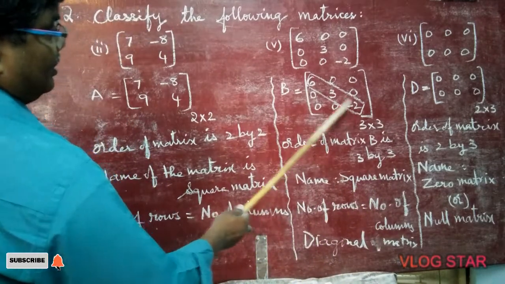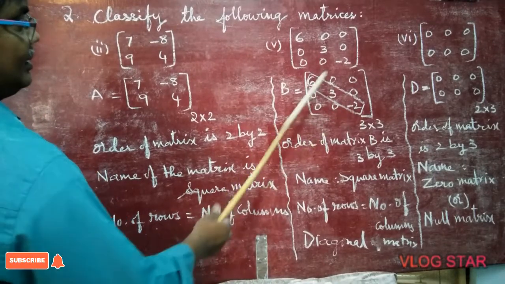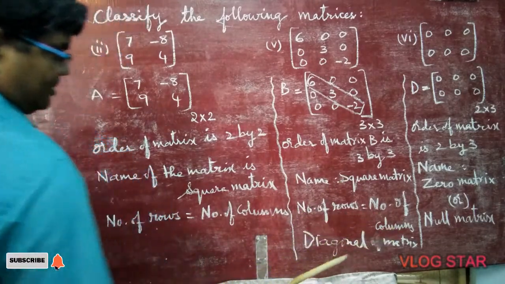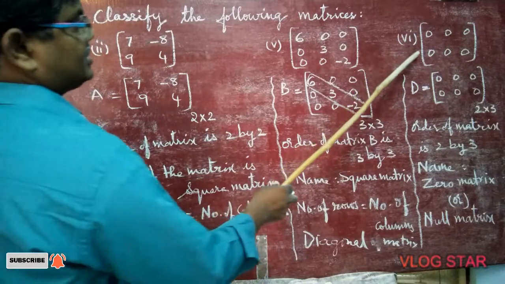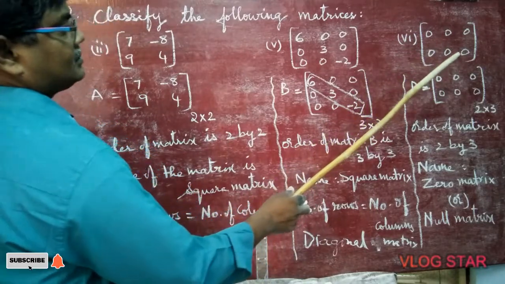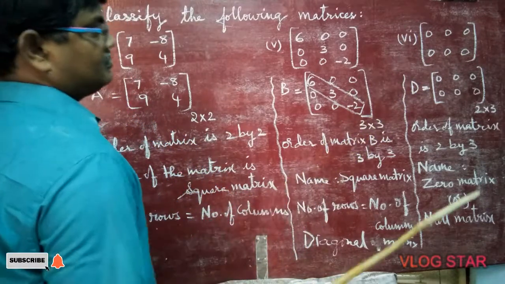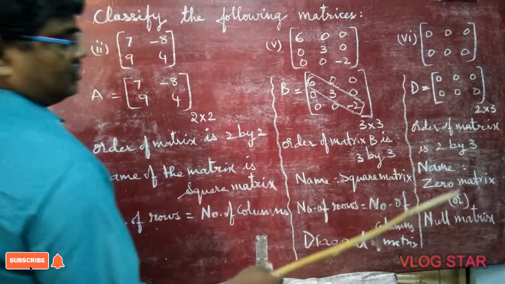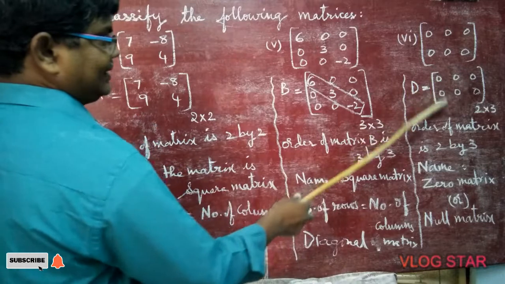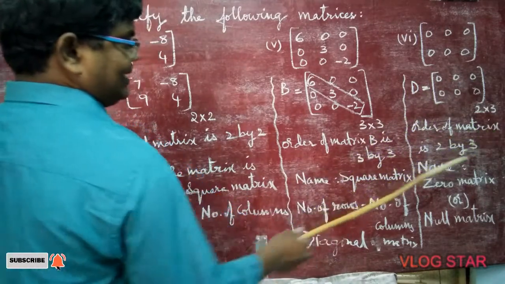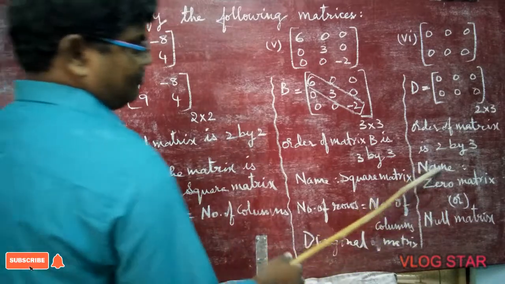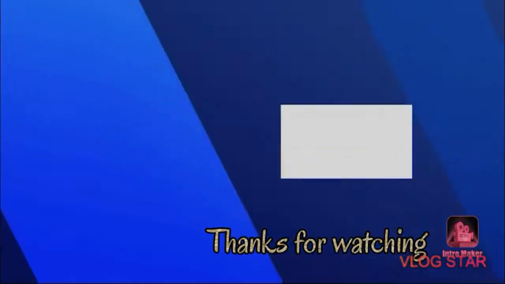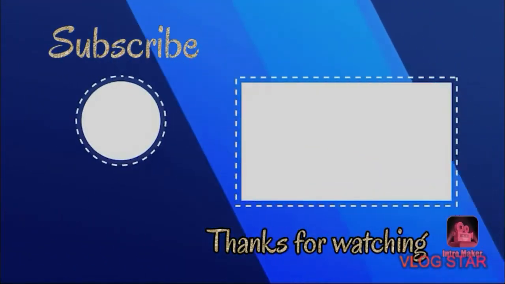Why is it a diagonal matrix? It means we have non-zero elements only on the diagonal. It is a 3 by 3 matrix; number of rows is equal to number of columns. Diagonal matrix. Coming to the sixth one: in this matrix, every element is 0. We are naming it D: 0, 0, 0, 0, 0, 0. The order is 2 rows, 3 columns, so the order of matrix D is 2 by 3. And there are two names: either zero matrix or null matrix.